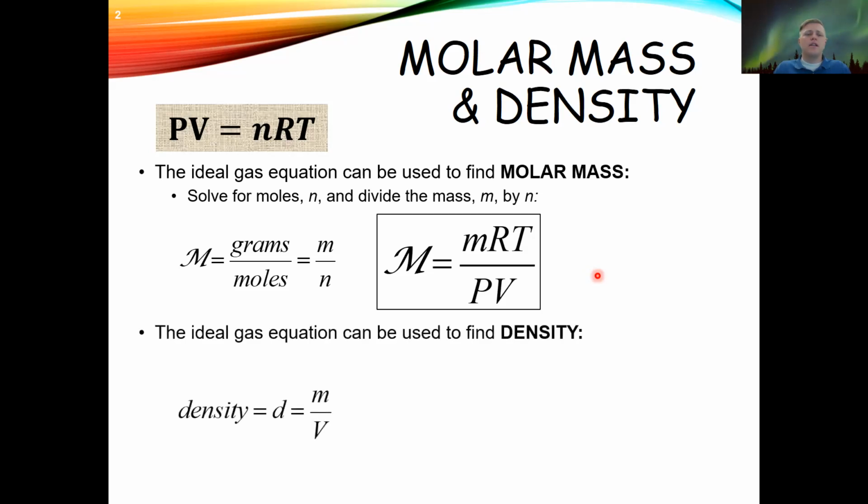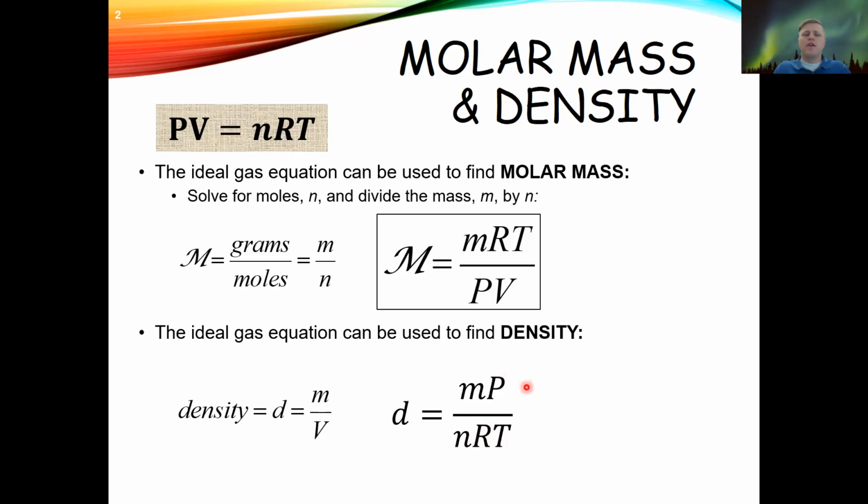The ideal gas law can also be related to the density of our gas, or we can use it to figure out our density. You'll notice that density is equal to mass divided by volume, and there is a volume term in our ideal gas equation. So again, we can combine these. If we combine them and solve for density, we get this equation: density equals mass times pressure divided by the number of moles times RT.